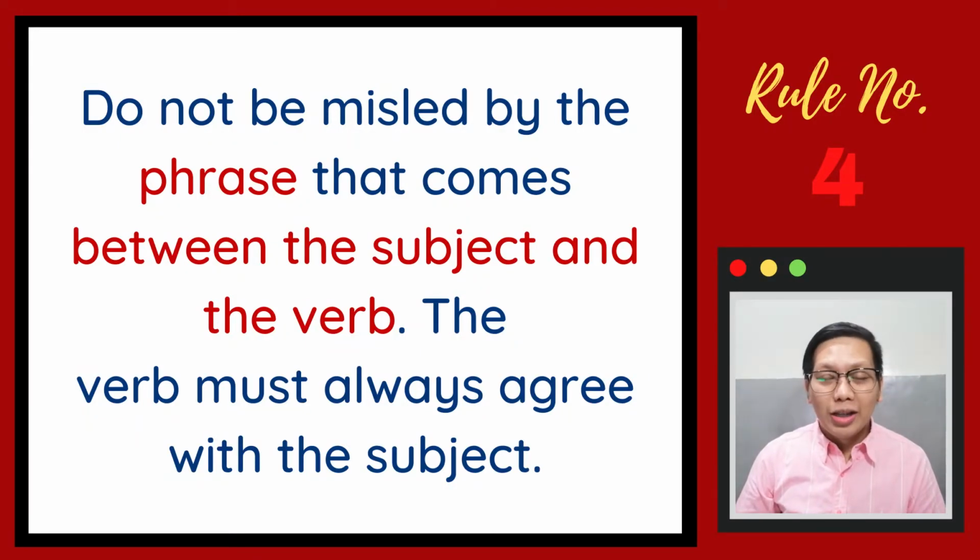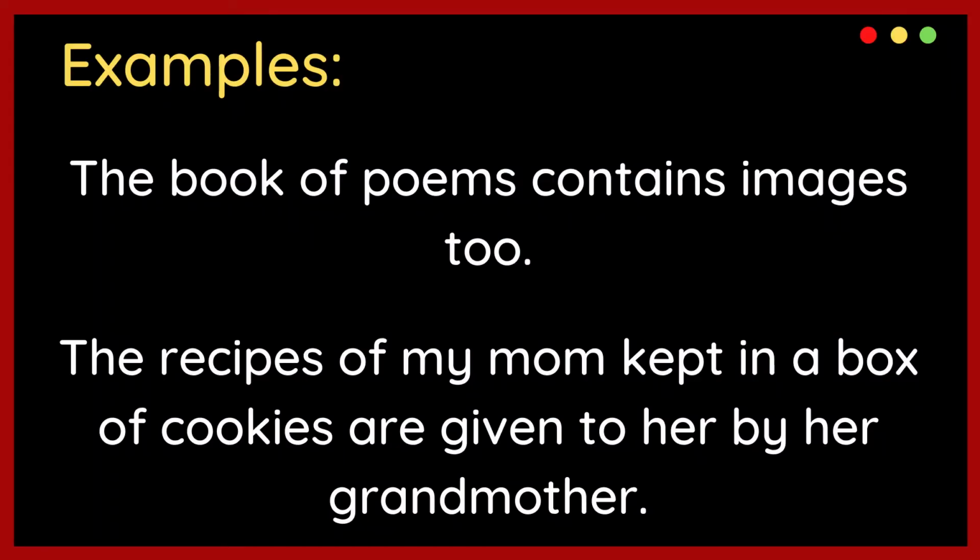Rule number 4. Do not be misled by the phrase that comes between the subject and the verb. The verb must always agree with the subject. For example, the book of poems contains images too. The recipes of my mom, kept in a box of cookies, are given to her by her grandmother.